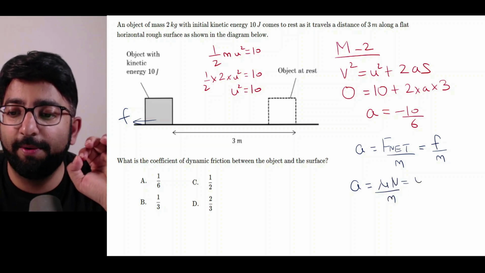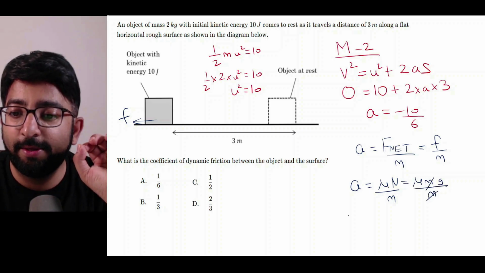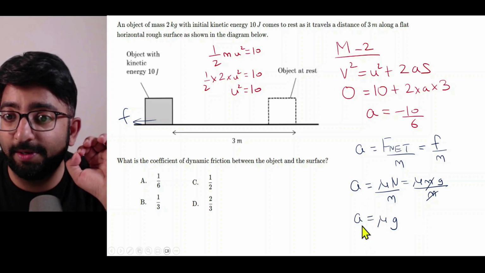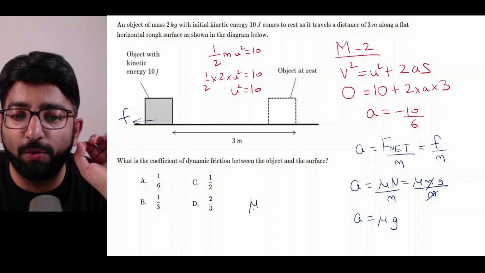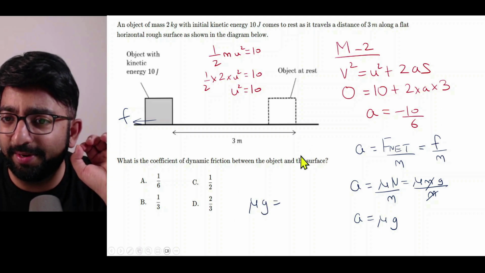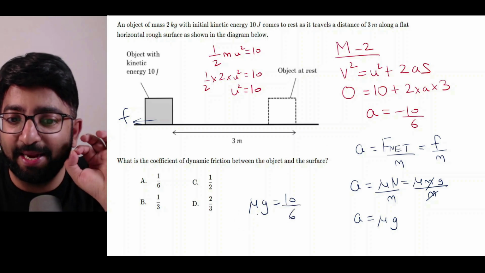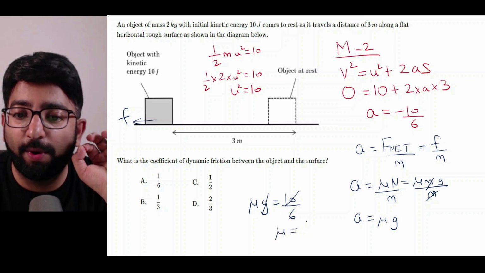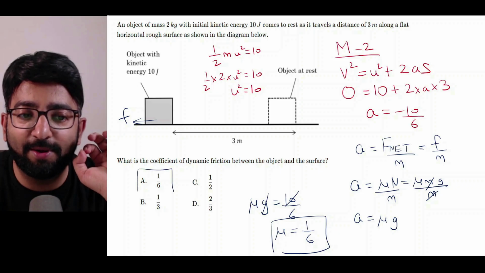In this case, normal reaction is equal to m into g. So m gets cancelled out. So we get acceleration as mu into g. Now all we need to do is equate this value of acceleration to the acceleration which we got earlier. So we will write mu into g. We can ignore the negative sign. So we will write 10 upon 6. g is 10, so g will get cancelled out. Eventually, we get the value of mu as 1 upon 6, which means A is the right answer.